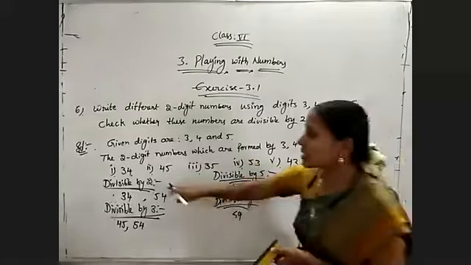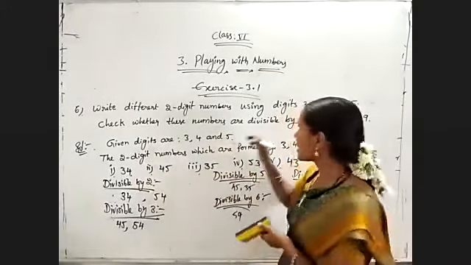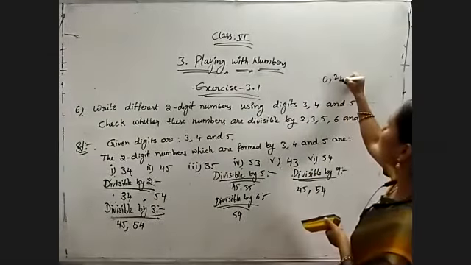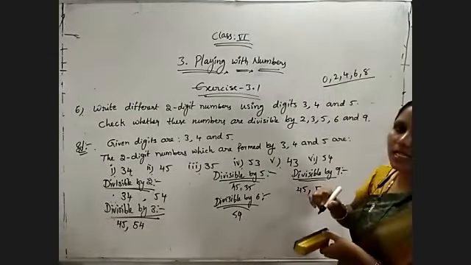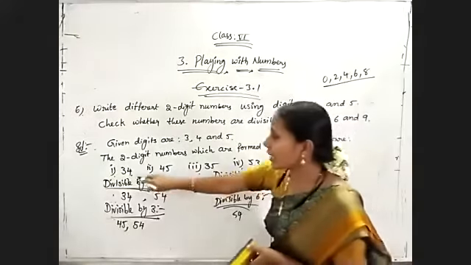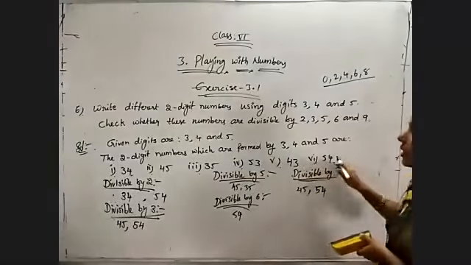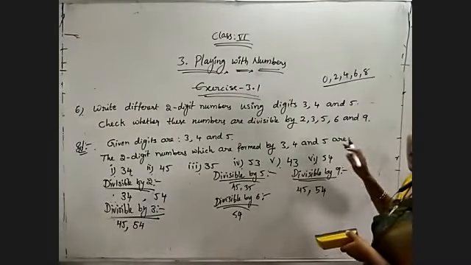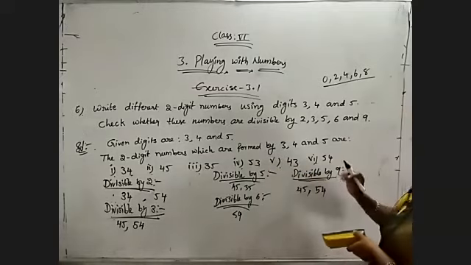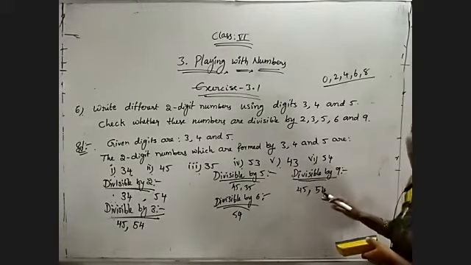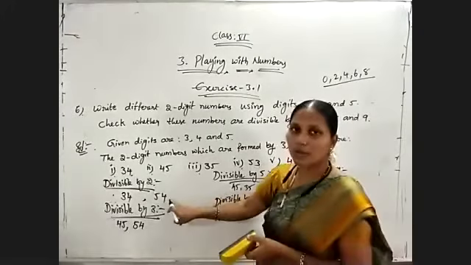So first 34. So what is the divisibility rule of 2? If the unit place is having 0, 2, 4, 6 or 8, then it is divisible by 2. So for 34, 4 we have. And for 54, for these two numbers only unit digit is 4. Remaining all numbers are either having 5 or 3. So those numbers are not divisible by 2. Only 34 and 54 are divisible by 2.